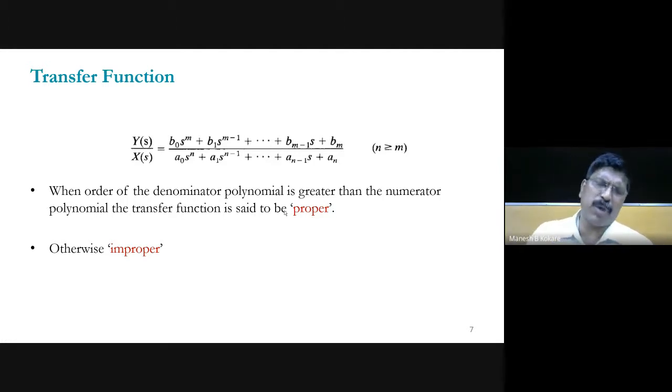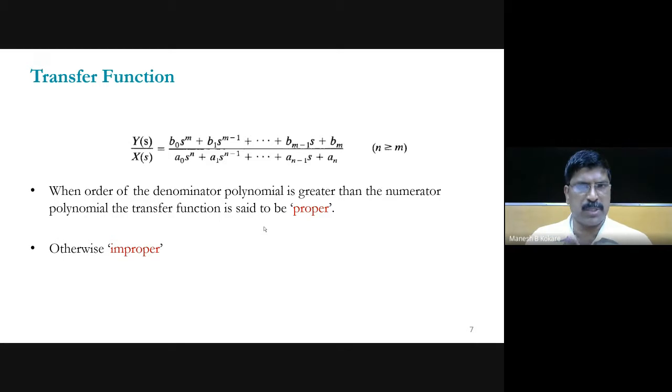But in the case of an improper transfer function, if you increase the frequency, there is no guarantee that your output will be bounded. It may be unbounded. Unbounded means it will go beyond the limit, and because of that, the system may get damaged or burned, and so on. So for the system to be stable, your transfer function should be proper.